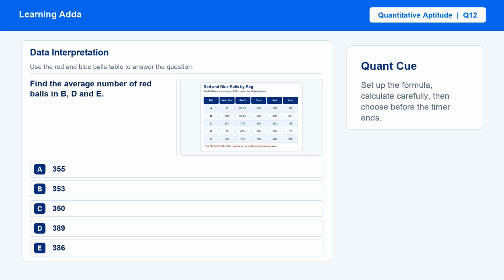Question 12. Find the average number of red balls in B, D and E. Option A, 355. Option B, 353. Option C, 350. Option D, 389. Option E, 386. The timer starts now.